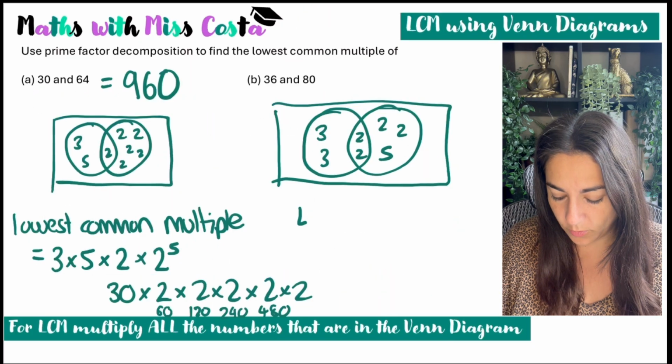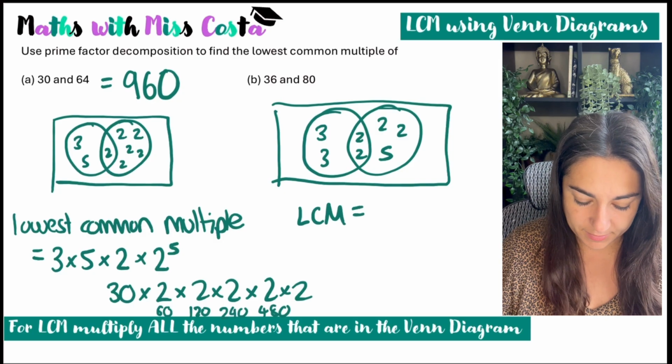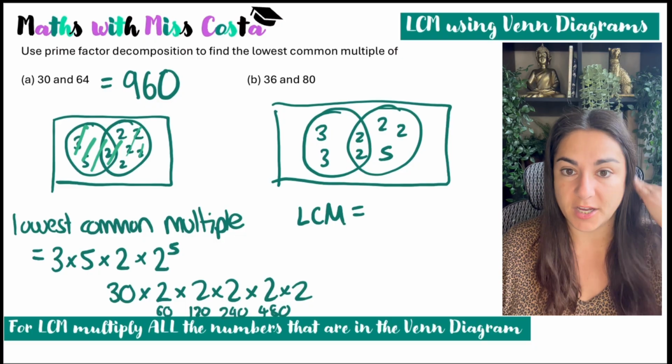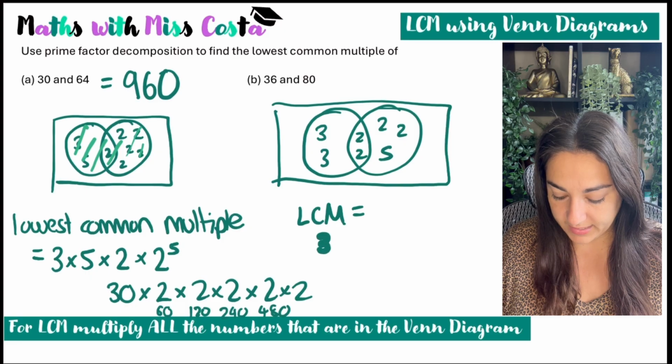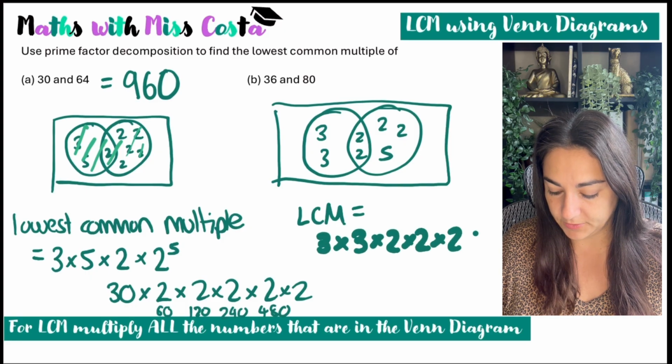So the lowest common multiple is going to be everything. Perhaps I should have highlighted that. You multiply everything that's in the Venn diagram to work out the lowest common multiple. So that's going to be 3 times 3 times 2 times 2 times 2 times 2 times 5.